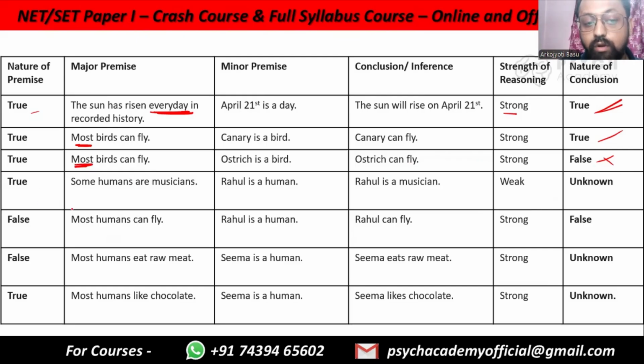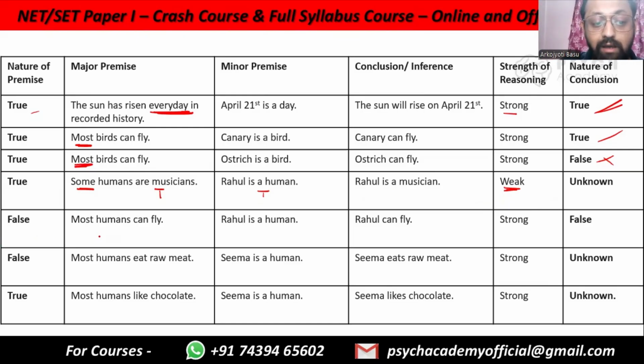Now, the true premise, some humans are musicians, this is true. Rahul is a human, again true. Rahul is a musician. The reasoning is weak because we are focusing on some humans. Some humans is not strong. Most humans, almost all humans that we have encountered, these are strong. Some humans is not very strong. So it is a weak reasoning strength. But can we guarantee that weak means that it is a false conclusion? No. Even with only some human beings being musicians, Rahul can be a musician. So it is unknown.